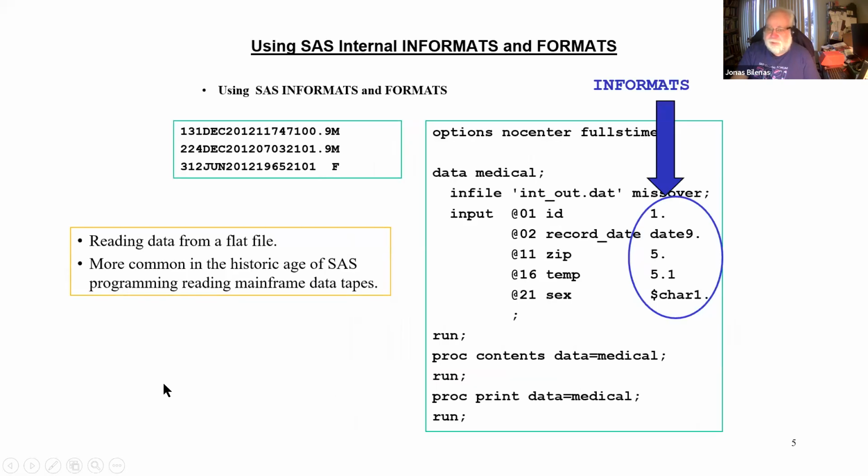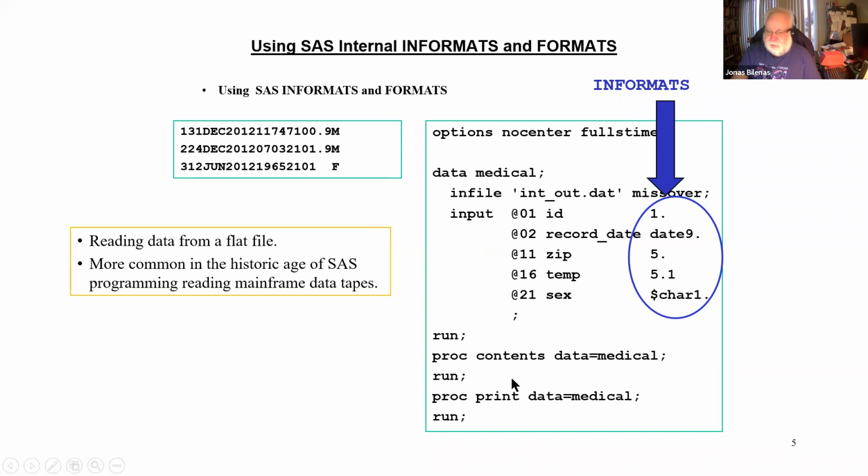And this is just a simple example, typical of what we're looking at when we're looking at flat file data. So we have an ID number, which is 123. The record date, we're using an informat DATE9, and we have a zip code. Again, it really is a number, but when we print it out, we will lose the leading 0, and the temperature and the sex.